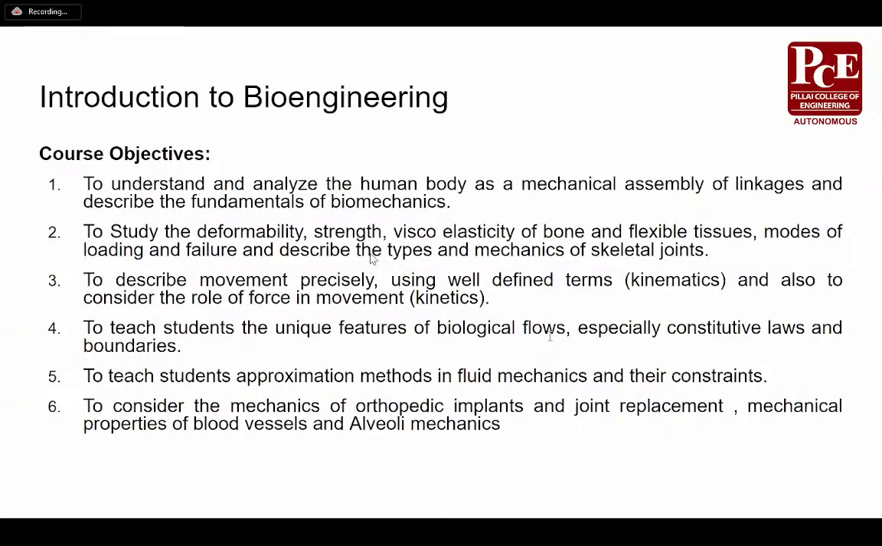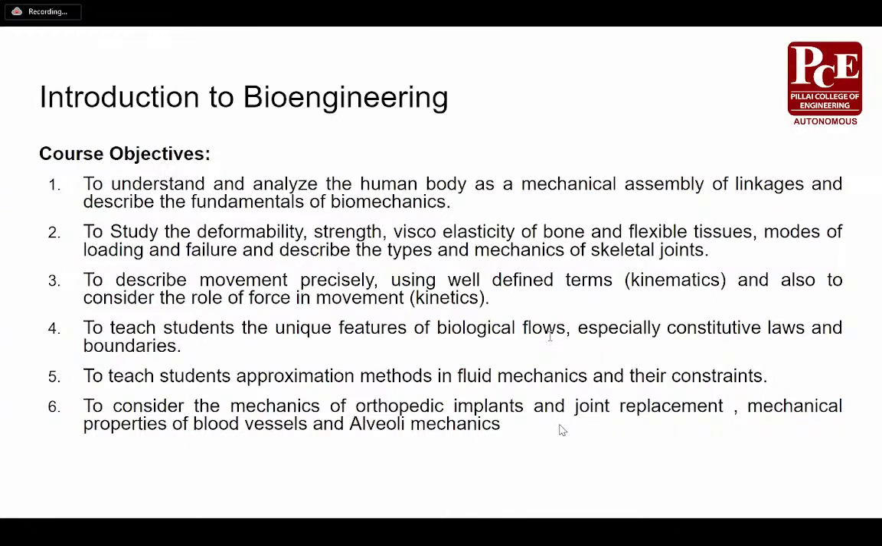Okay. And not only this, you will be learning about some material properties also, because when I say that I am going to study the tissues and the bones, you should have that material knowledge also. Okay. So what will be the failures? All these things you will be learning in this course. Then, as I told you, you will also be learning about the biological flows, what the laws and boundaries are, again with respect to human anatomy, right?